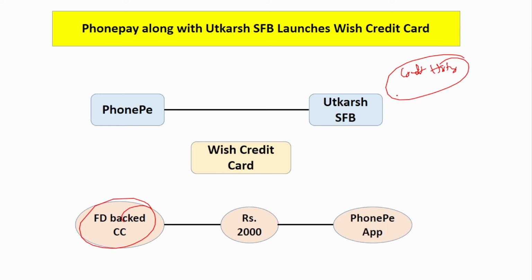So here, if you have an FD with just 2000 rupees, based on that, a credit card will be issued. So this is what is being done. The two entities are PhonePe and Utkarsh Small Finance Bank, and the credit card is Wish credit card.